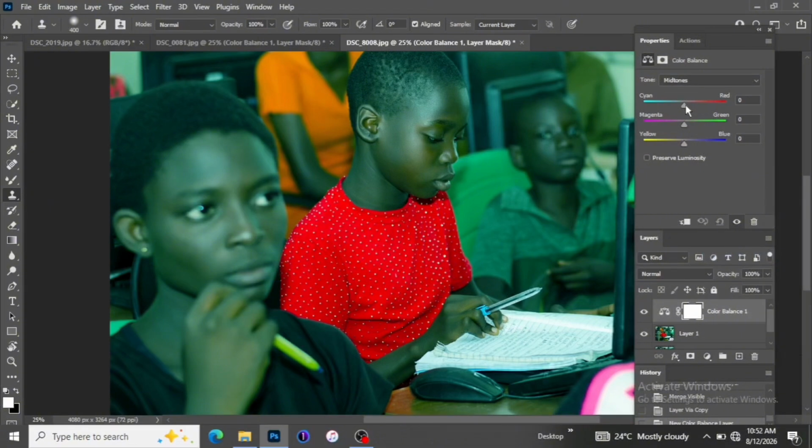Now we are going to increase it from cyan to red. So let's increase, and you see the difference. So that is it. Before, after, before, after. So that is how it is when you are balancing your color, however your picture looks like. First of all, determine which color is prominent in that picture.